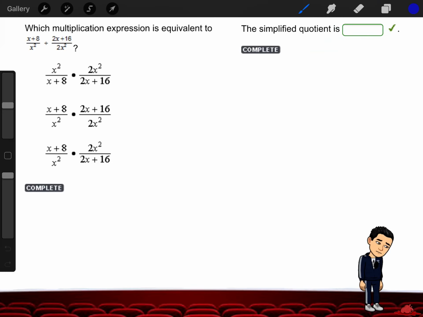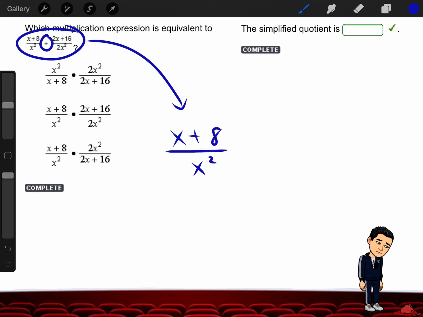All right, so which multiplication expression is equivalent to this? Okay, so when you have to simplify it, you want to make sure that the sign is the multiplication sign. So x plus 8 over x squared, you're going to keep the same for the first expression. Change the sign to multiplication, and the second fraction is going to become the reciprocal. So it's going to be 2x squared over 2x plus 16. Okay, so that's going to be the third one.